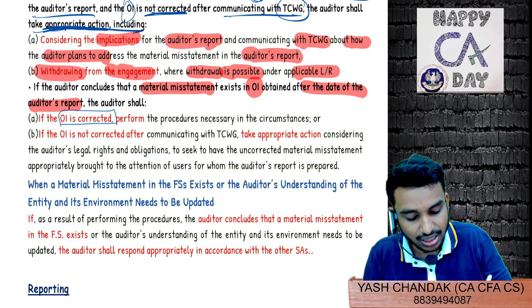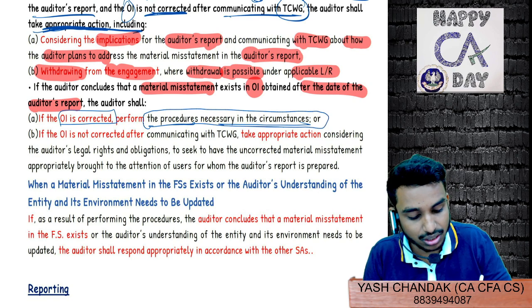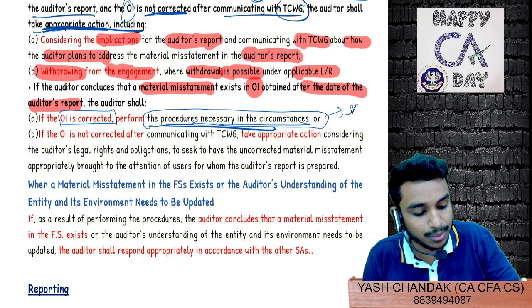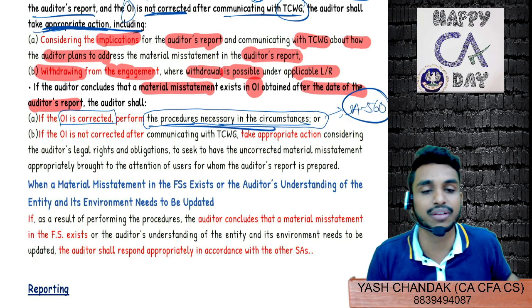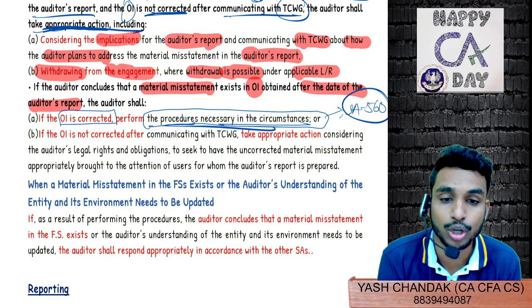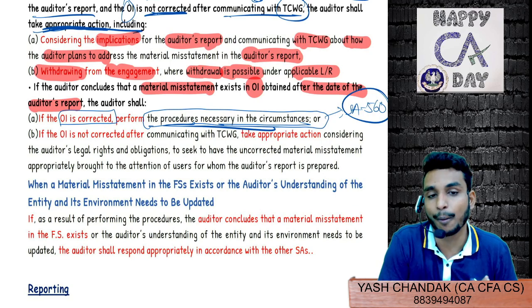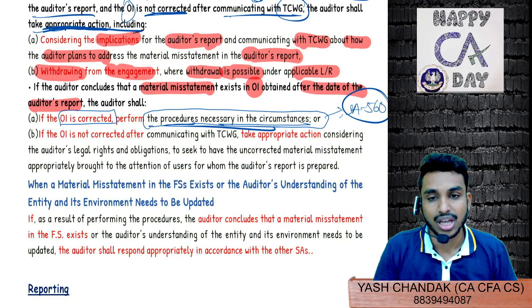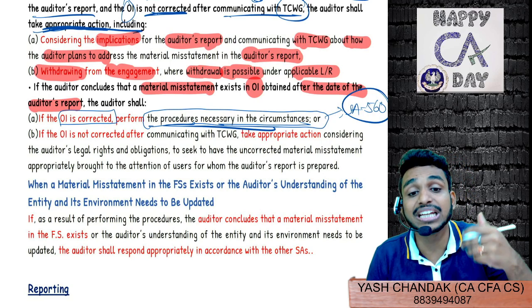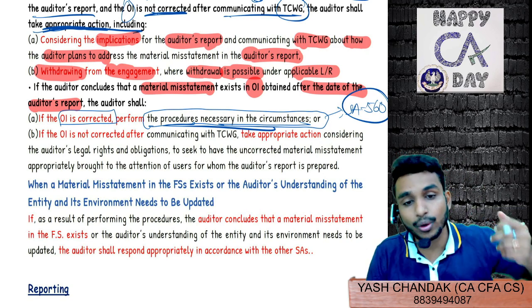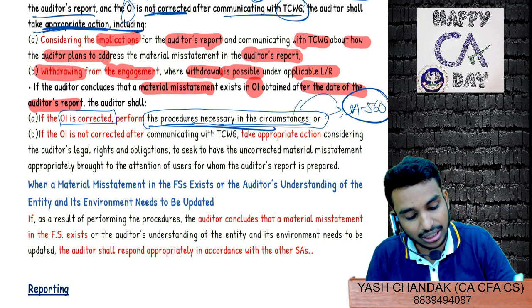If the OI is corrected, then perform the procedures necessary in the circumstances. What will be this procedure? Generally, this will be the procedure with respect to SA 560 subsequent events, right? After the date of the auditor's report but before issuing the financial statements, whatever procedure you may need to perform as per SA 560. As per SA 560, you may need to perform any additional audit procedure on the subsequent events. So look at SA 560 accordingly.